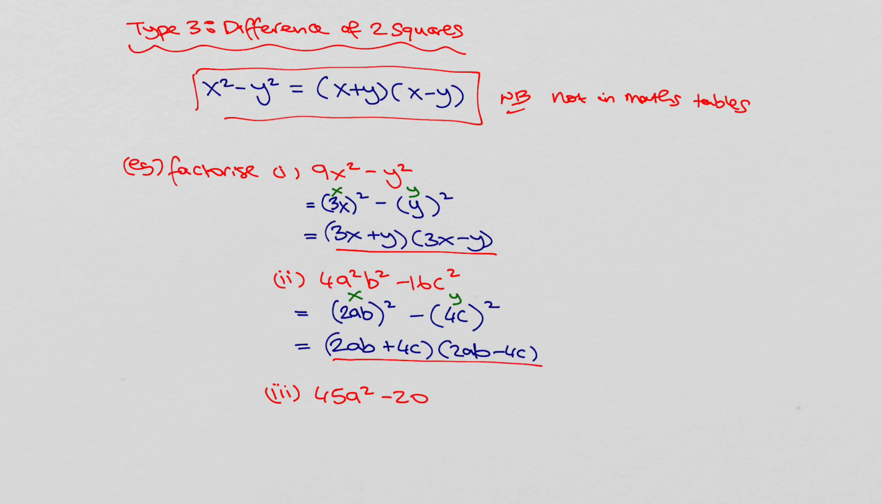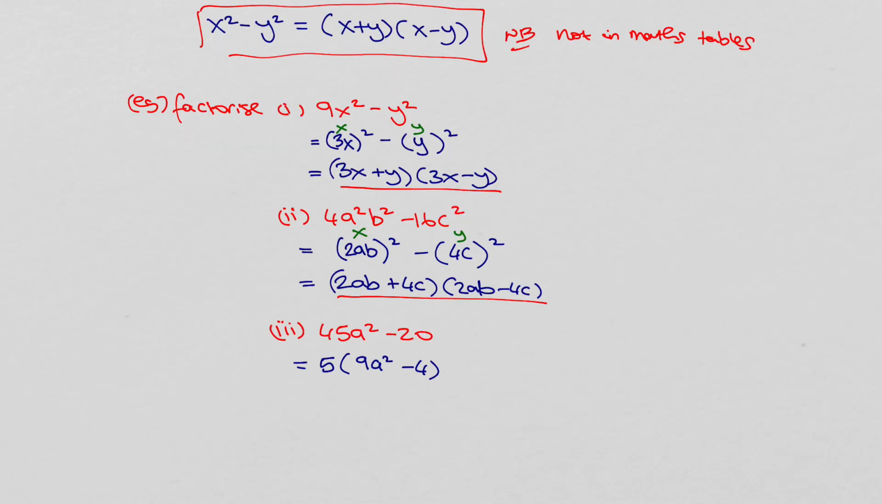Now in the third one there, we can see, well, 45 and 20 aren't perfect squares. So does that mean that this isn't the difference of two squares? But I can actually refer it back to type 1, where if I look at 45 and minus 20, I can see that 5 is common to both. So I can take out the highest common factor, which leaves me with 9a squared minus 4. So now I can see what's left inside the brackets is two perfect squares. In other words, I can say something squared minus something squared again. So in other words, 3a squared minus 2 squared is 9a squared minus 4.